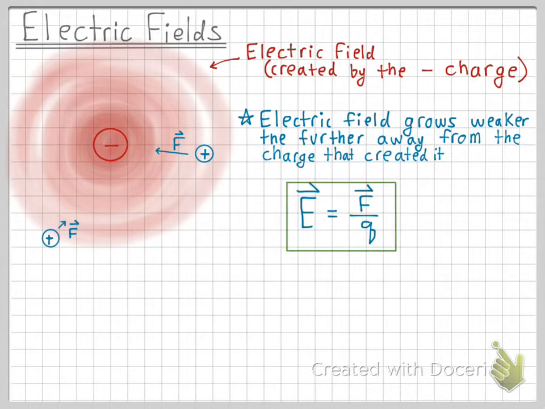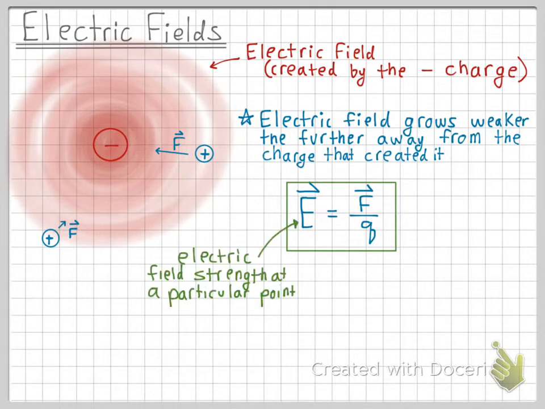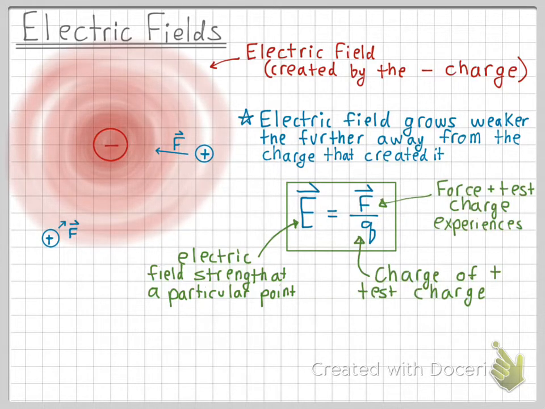Alrighty, so the variable to represent electric field is an uppercase E, and the way to calculate the electric field at a particular point is to take what we call a test charge and place that at the point that we want to calculate the electric field. The F in the equation is the force the positive test charge will feel, and the Q is the charge of the positive test charge. The units for electric field is Newton per Coulomb.